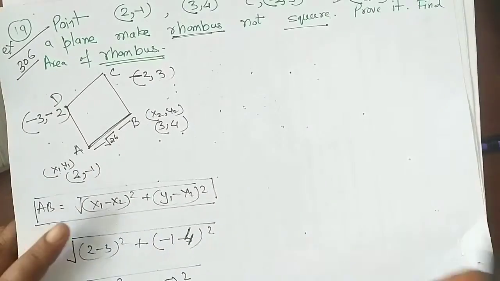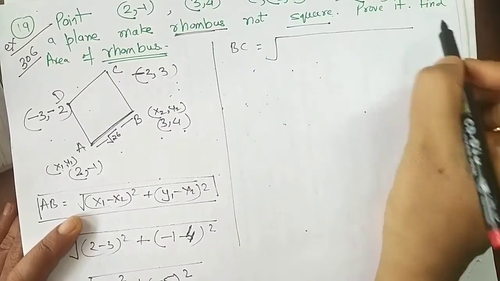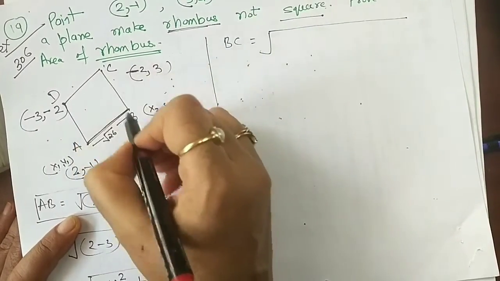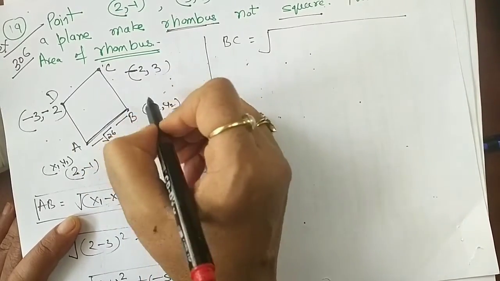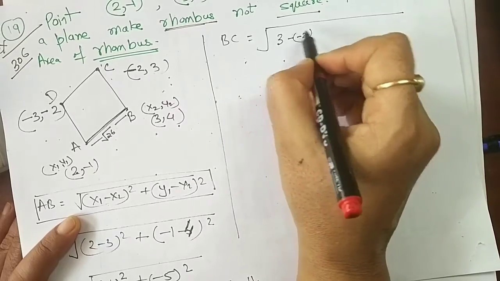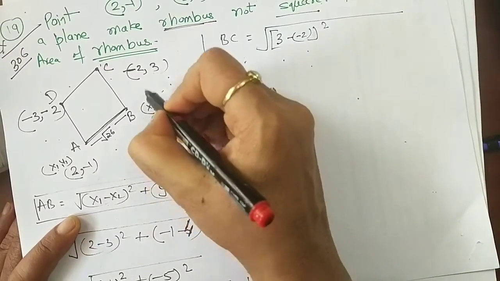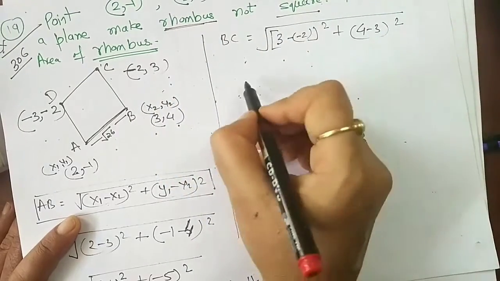Now let me do BC. So we will do it one by one. BC will be under root of BC. Okay, so B and C. For B I am taking x1 y1, and this is x2 y2. So 3 minus of minus 2 square. This minus this, then this minus this: 4 minus 3 square. It's pretty simple.